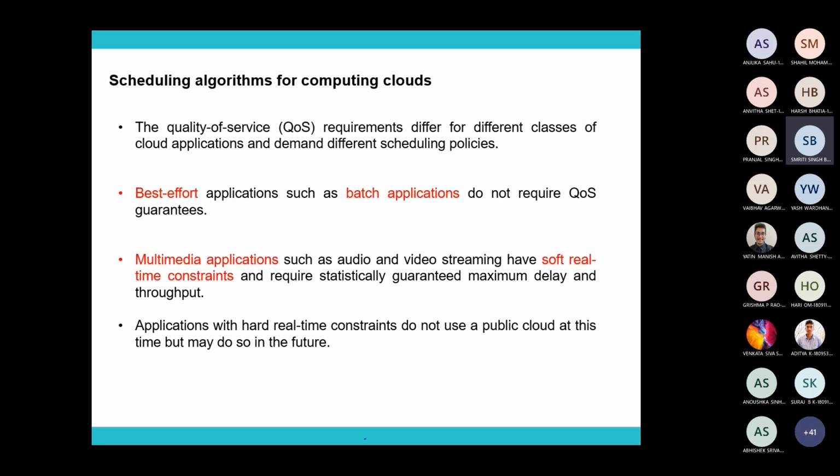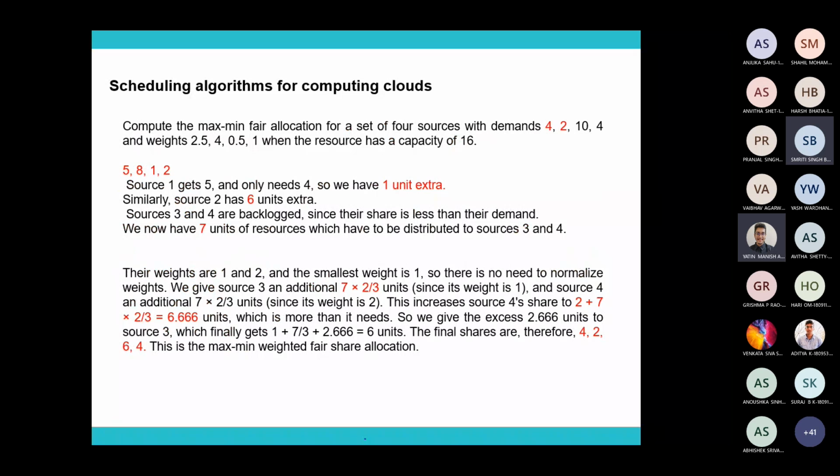Excuse me, sir. In the previous slide, why have we considered source 4 first and then source 3? Like we calculated for source 4 first and then we distributed it to source 3.